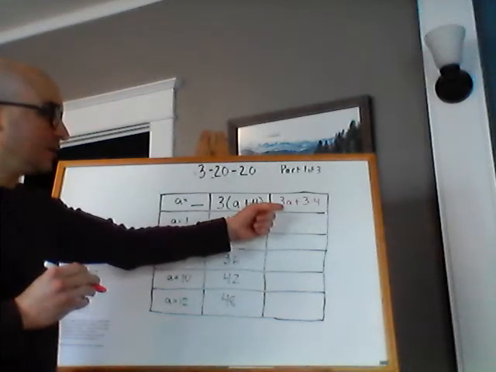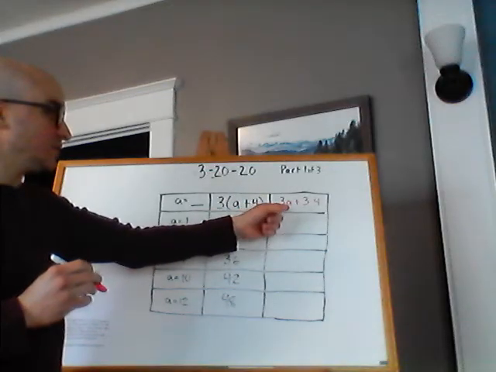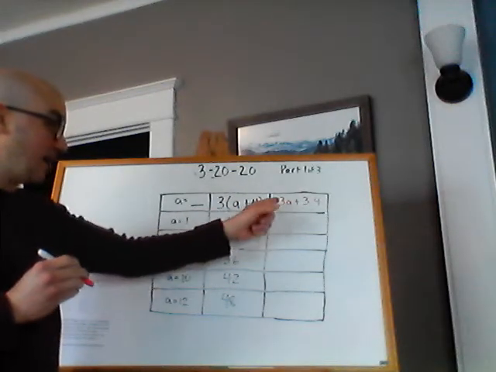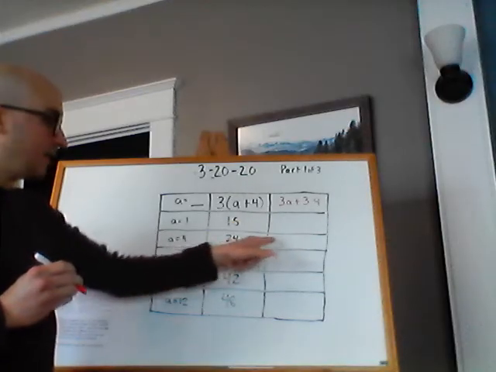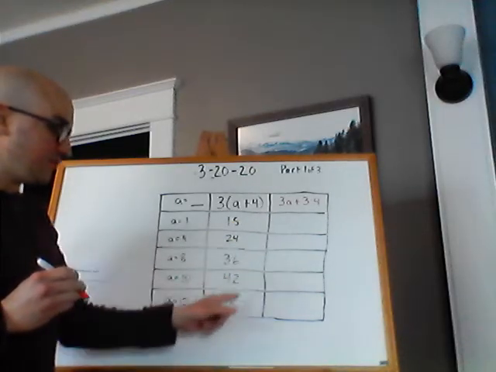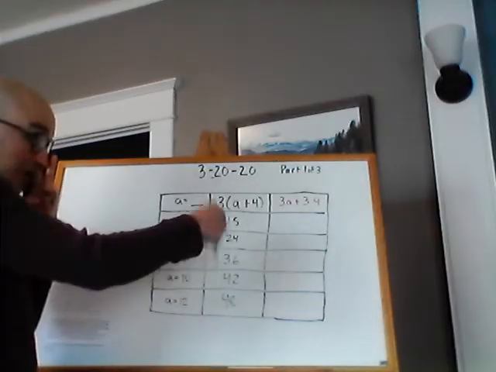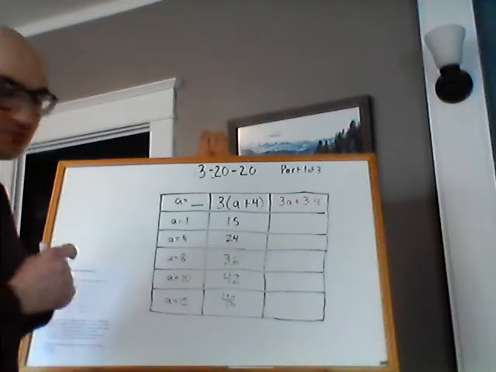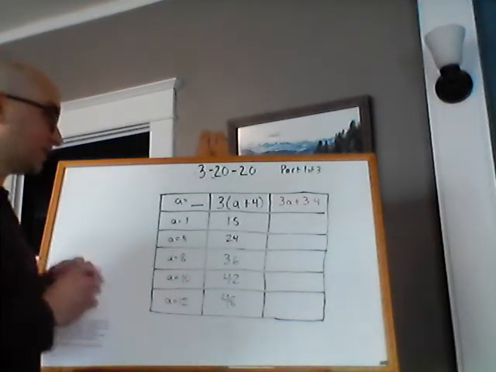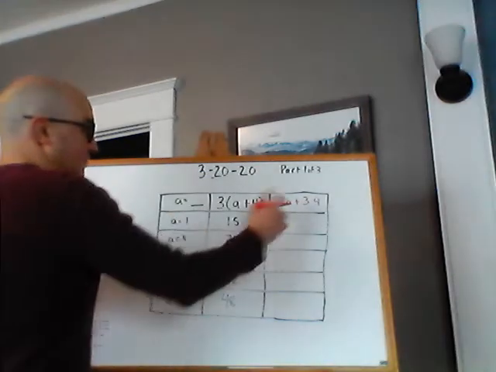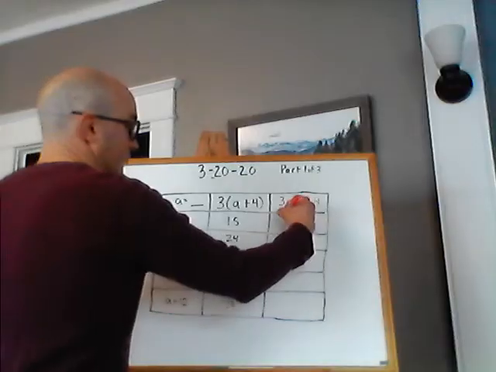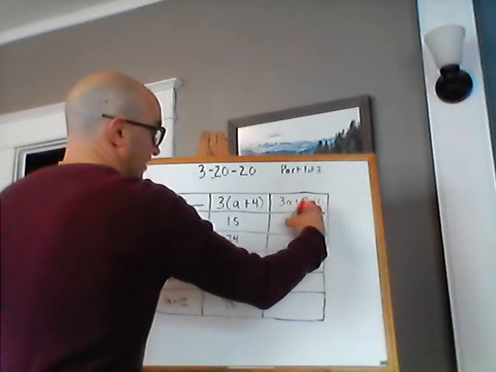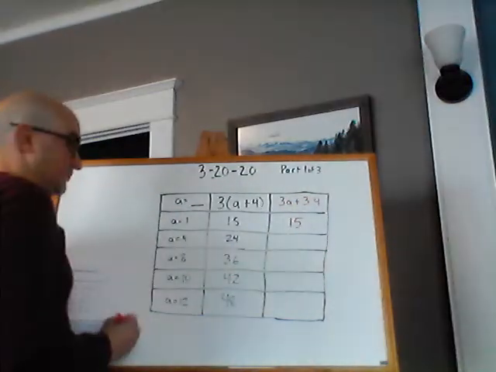Now, the goal here is to do the same process, substitute the values for a, and our hope is that for every value of a, our two columns look exactly the same. I'm just going to use a red pen here to see if that comes true. So a equals 1. 3 times 1 is 3, plus 3 times 4 is 12. So we know that 3 plus 12 is 15.